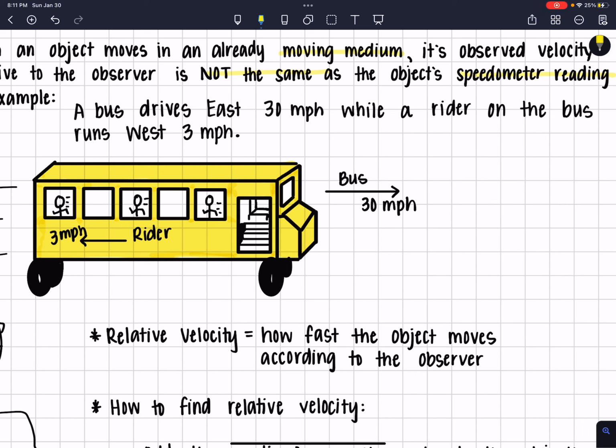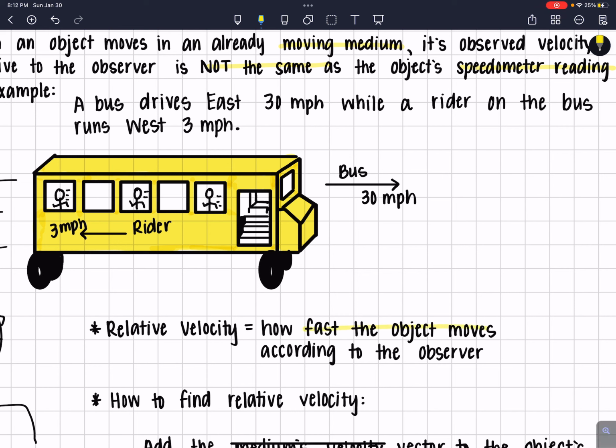3 miles per hour, you're not going to see that rider moving west 3 miles per hour, but you're also not going to observe them moving east 30 miles per hour. You're going to see them moving east, but maybe a little bit slower than 30 miles per hour because their motion of running to the back of the bus is opposing the motion of the bus. In other words, that rider's velocity relative to you is different from the bus's velocity, and it's also different from the rider's velocity. So relative velocity is how fast objects move according to an observer.